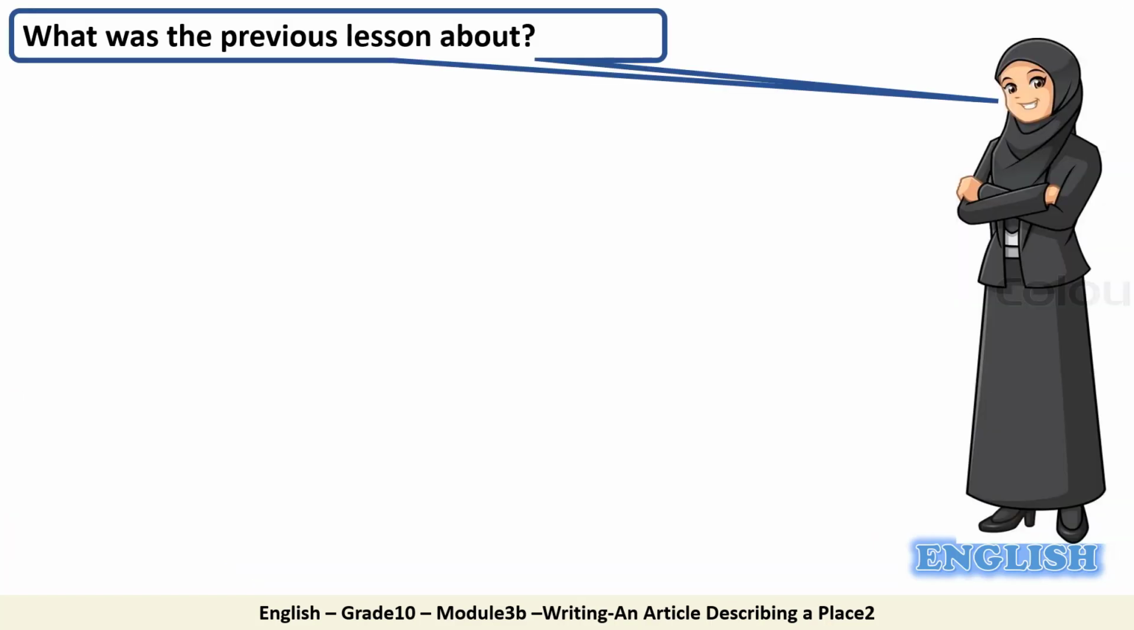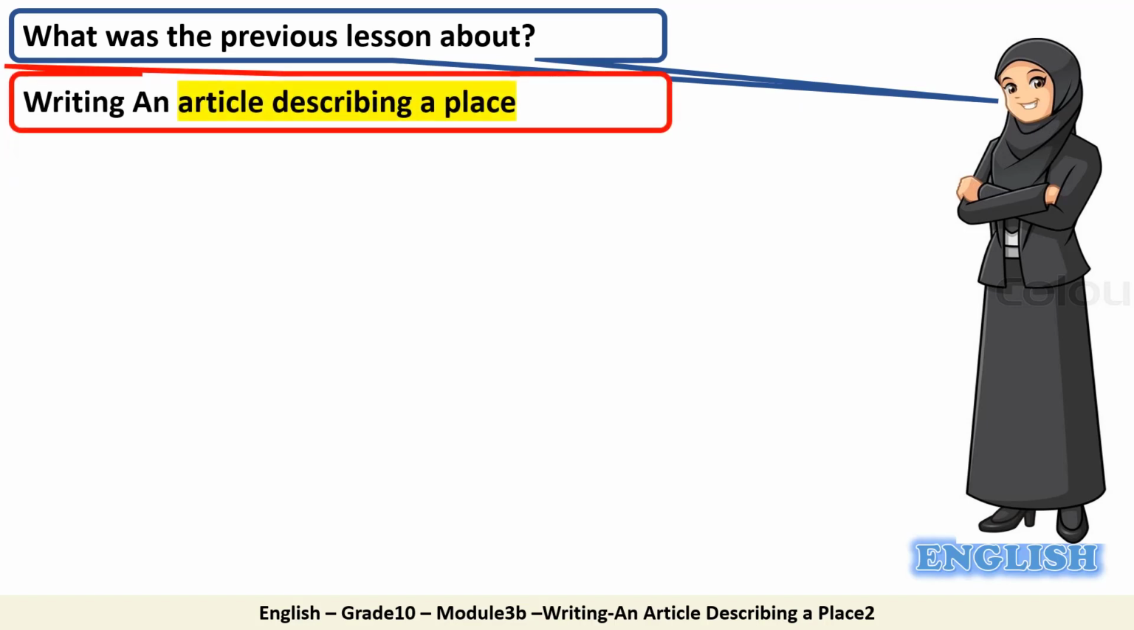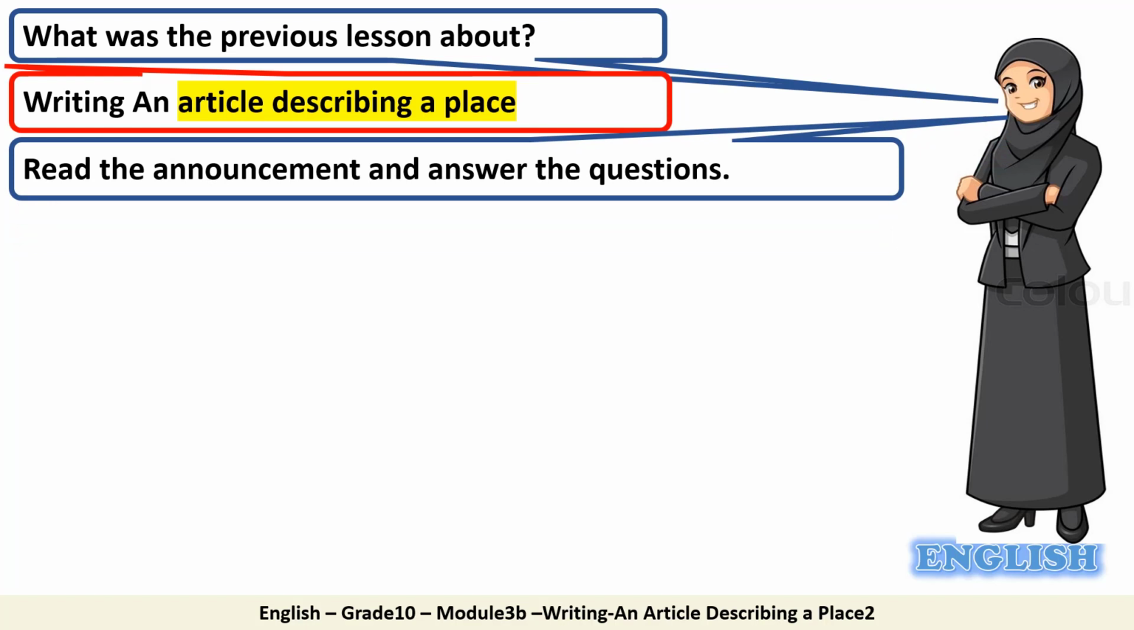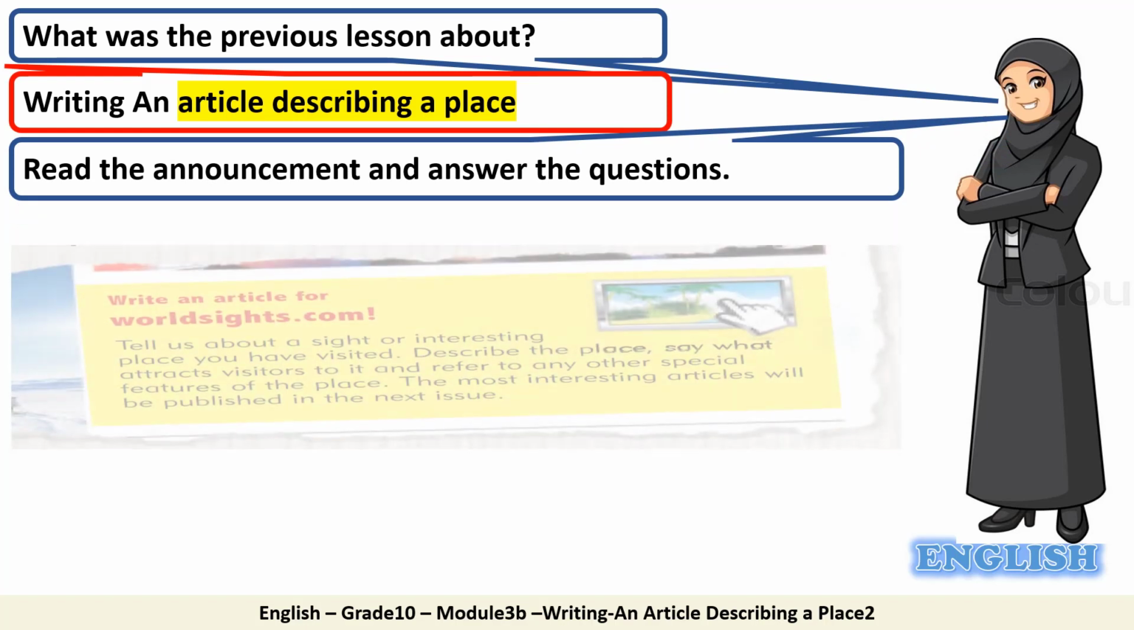As this lesson is a continuation to the previous one, let's try to remember what the previous lesson was about. Pause the video and think. Let's share answers. Excellent! The previous lesson was about writing an article describing a place. Very good. Now, read the announcement and answer the questions.